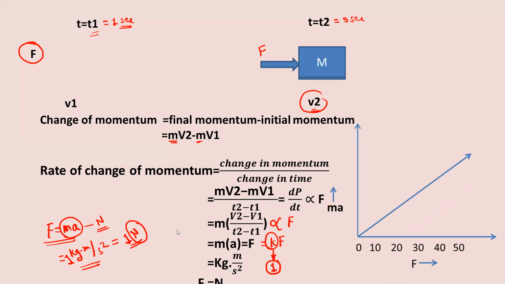So how can you find out the constant k? These are the experimental values. Suppose on the same object of mass M, we apply different values of force starting from 0.